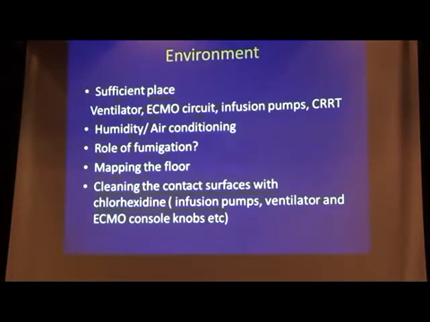Role of fumigation: though in theory there is not much of a recommendation, I do find it useful over here. Mopping the floor is extremely important. We don't pay much attention to activities which are done by ayas, etc., but they have a greater role in preventing infection. One needs to look into that as well. How much education do they get and how are they monitored? Clean the contact surfaces with chlorhexidine, like infusion pumps, ventilator, and ECMO console knobs, etc., which are touched on a daily basis. They should be cleaned more often.